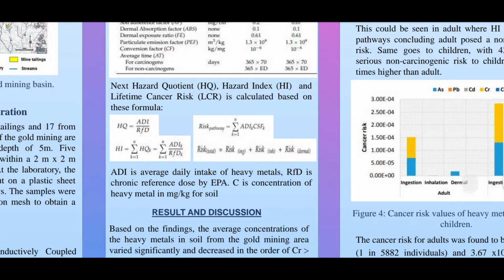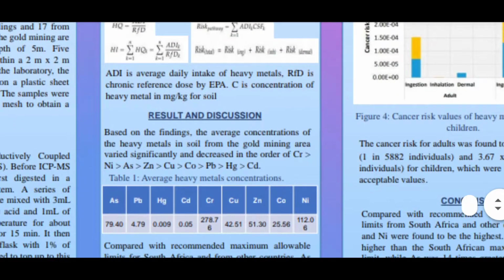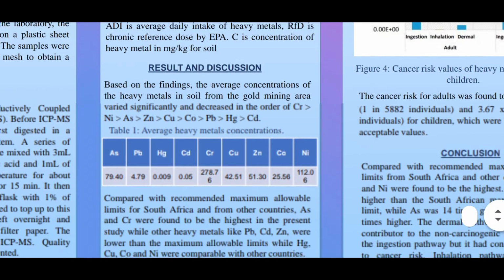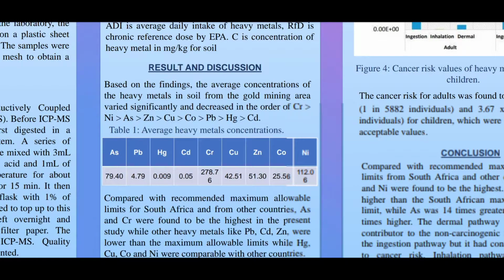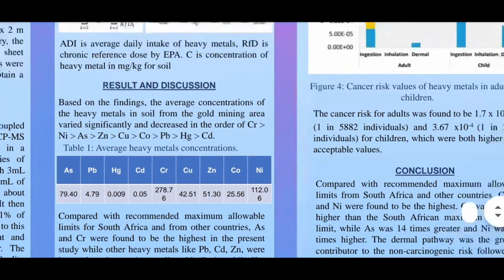Okay, next is the hazard quotient that indicates the non-carcinogenic and LCR that indicates the carcinogenic effect. So these are their calculations. So result and discussion. Based on our findings, the average concentration of heavy metal in this gold mining area is as shown below. The highest one is Cr, followed by nickel. Cr and nickel had exceeded the maximal allowable limits for South Africa and from other countries.